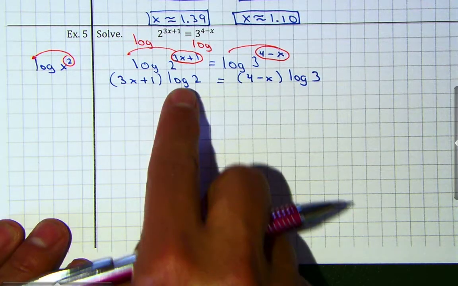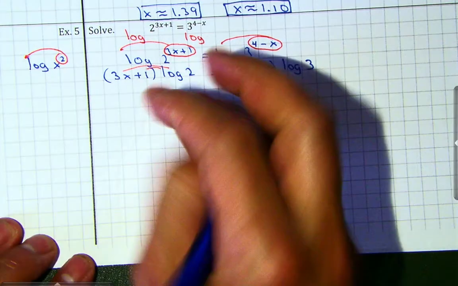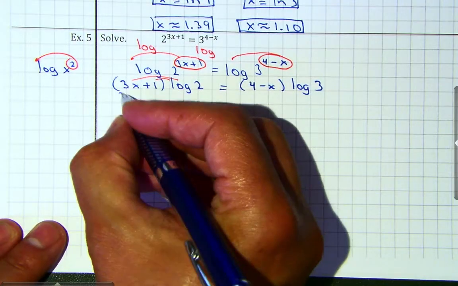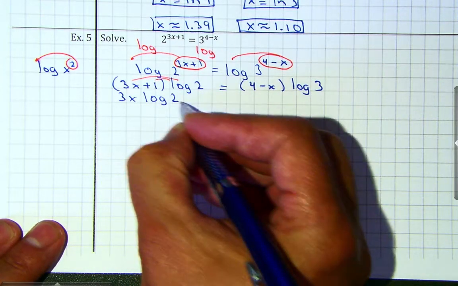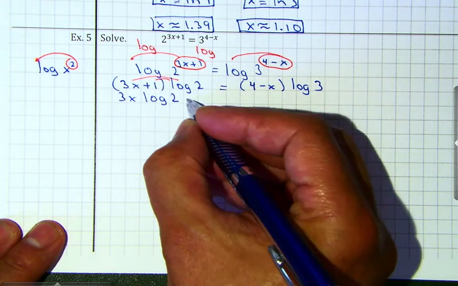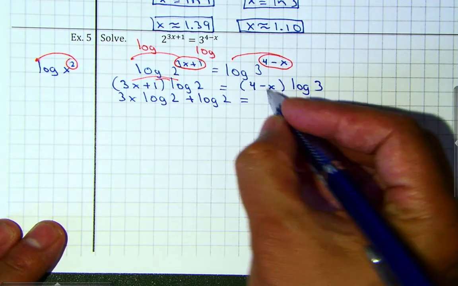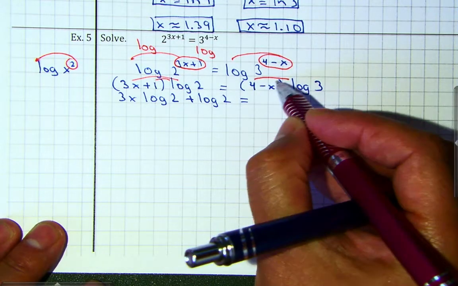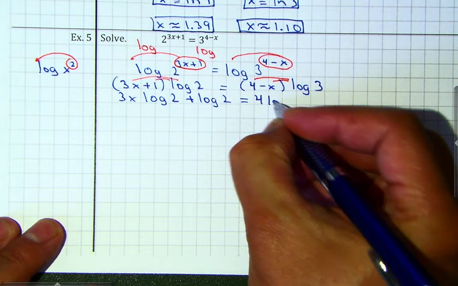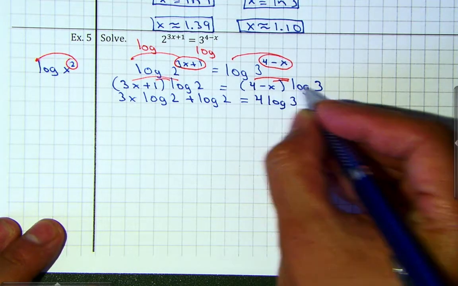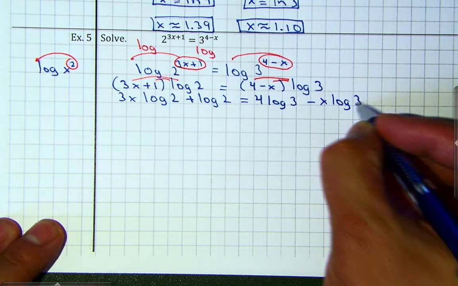Now we are going to use the distributive property to multiply it out. So I end up with 3x times the log of 2 will be 3x log of 2. 1 times the log of 2 will be plus log of 2. Let's do the same thing here. Multiply the 4 and the negative x. So that'll be 4 log of 3, minus x times log of 3 will be negative x log of 3.